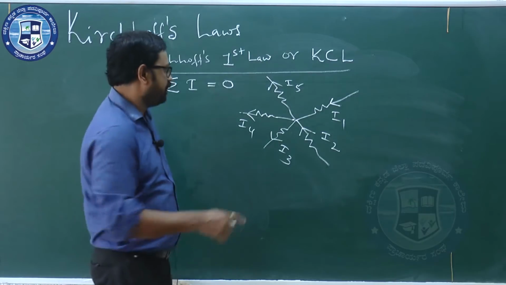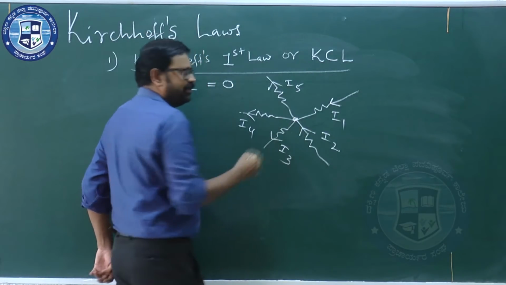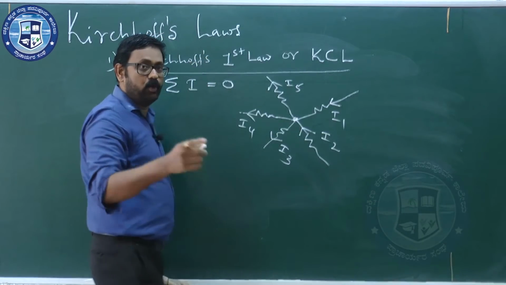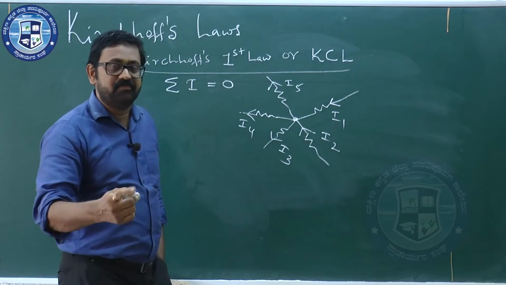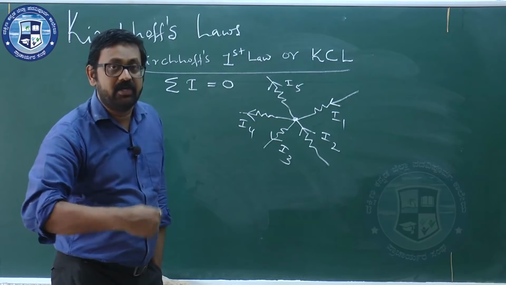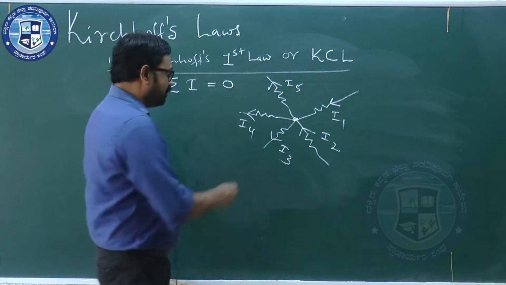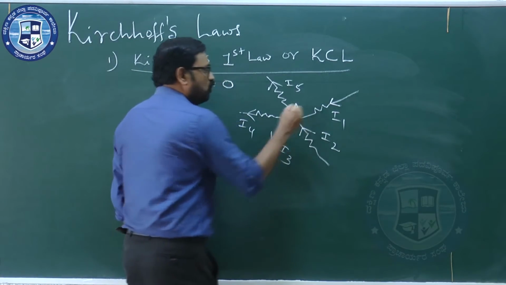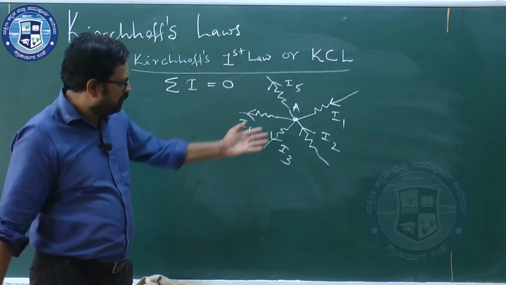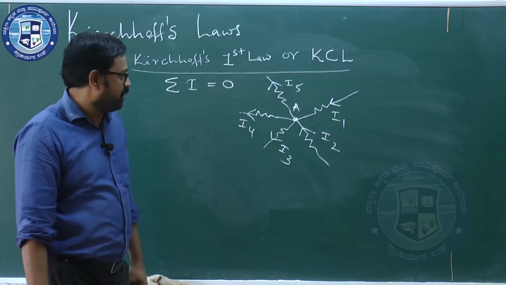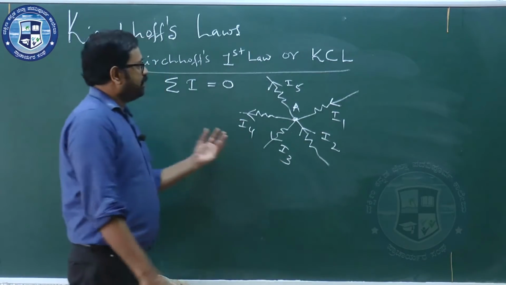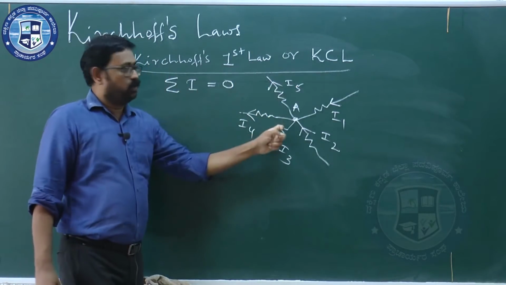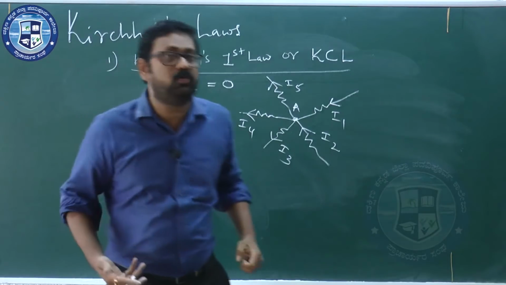Correct? Okay. So this particular point, technically we call it a node. That is what I started the topic today. Node or a junction is a point in an electrical network where more than two conductors meet. I will name that node as A. How many conductors are meeting according to the circuit diagram? Obviously 5 conductors.